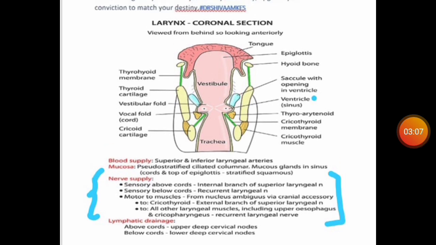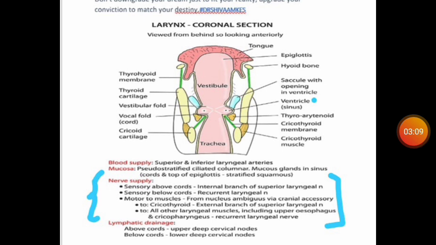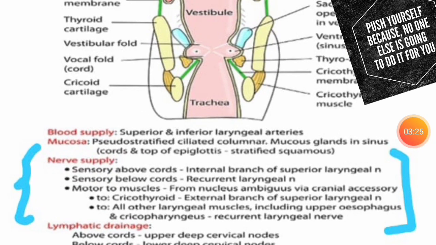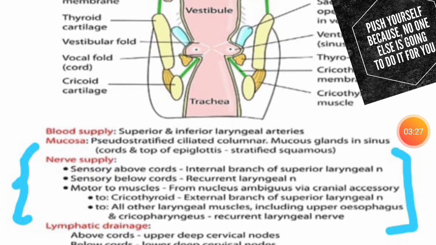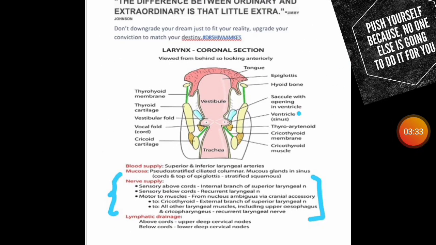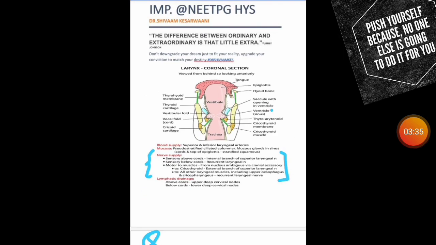Another thing regarding the larynx is its muscles and nerve supply. These are all very important, the intrinsic and extrinsic muscles. A very important question is the sensory supply above the vocal cords and below the vocal cords. Above the vocal cords, it is the internal branch of the superior laryngeal nerve, while below the vocal cord it is the recurrent laryngeal nerve. There is a separate video regarding the larynx, you can watch it on my channel.